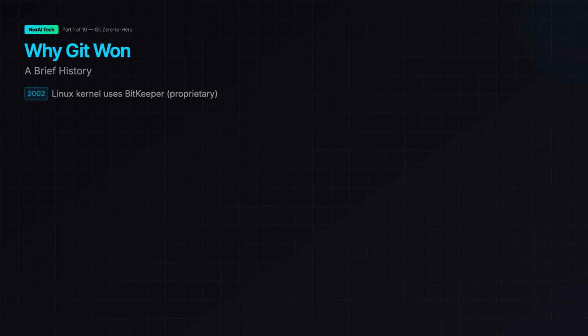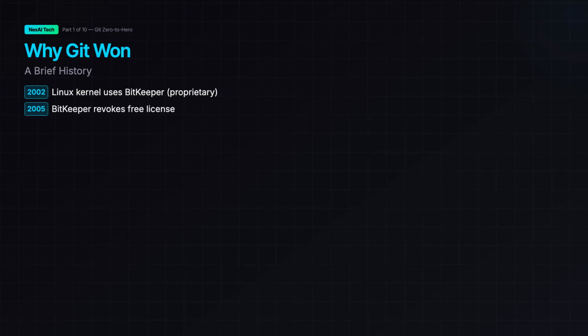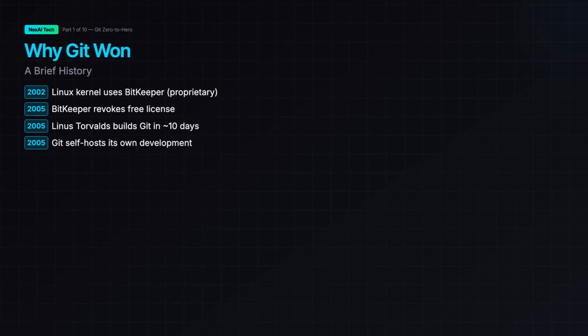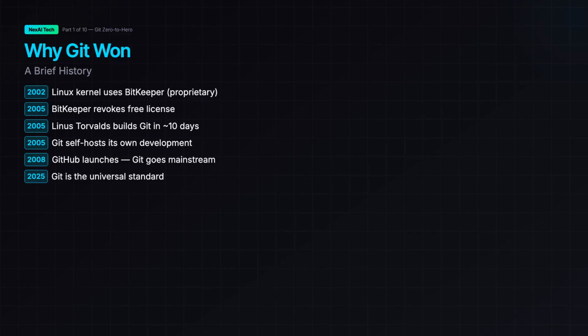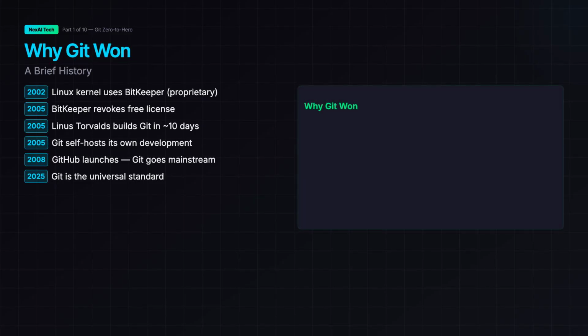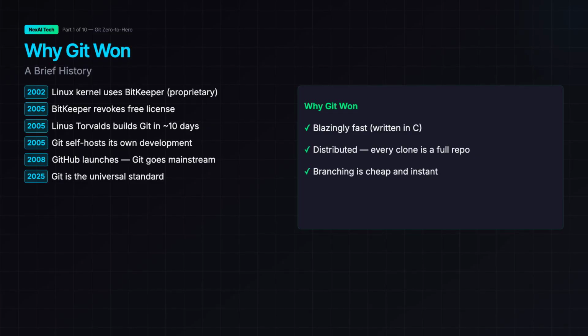Why did Git win? In 2002, the Linux kernel used BitKeeper, a proprietary version control system. In 2005, BitKeeper revoked its free license. Linus Torvalds, the creator of Linux, built Git in roughly 10 days. He designed it to be blazingly fast, fully distributed, with cheap branching and data integrity through SHA-1 hashing. Git takes snapshots of your entire project, not just diffs of individual files. When GitHub launched in 2008, Git became the universal standard for developers worldwide.